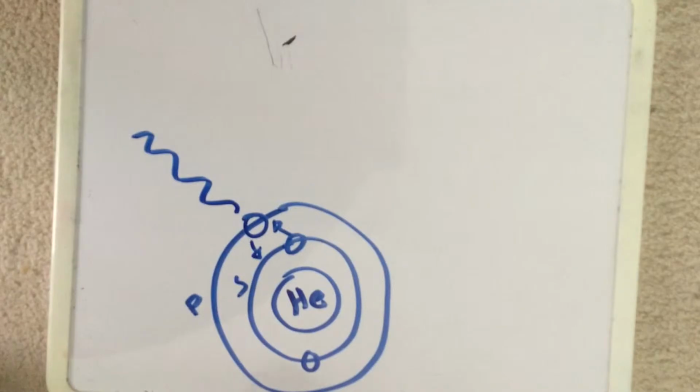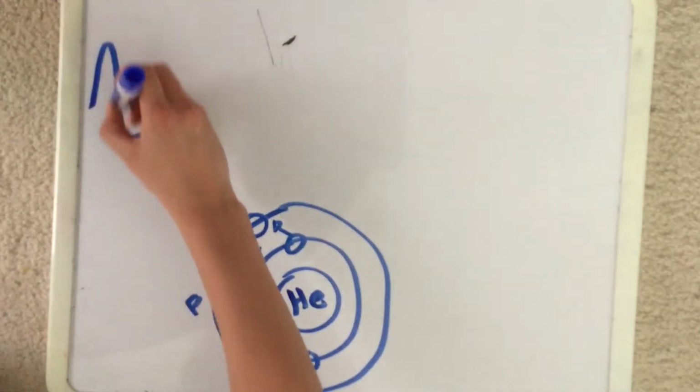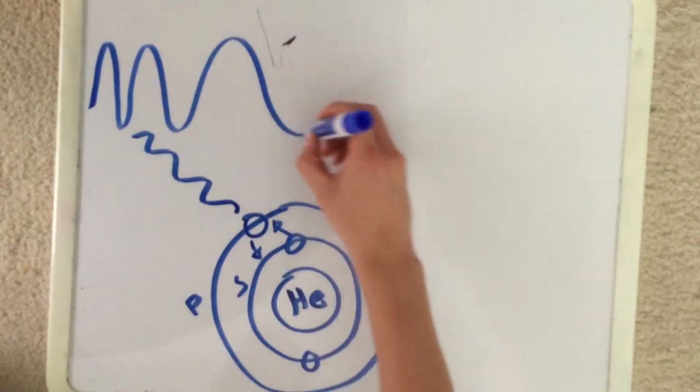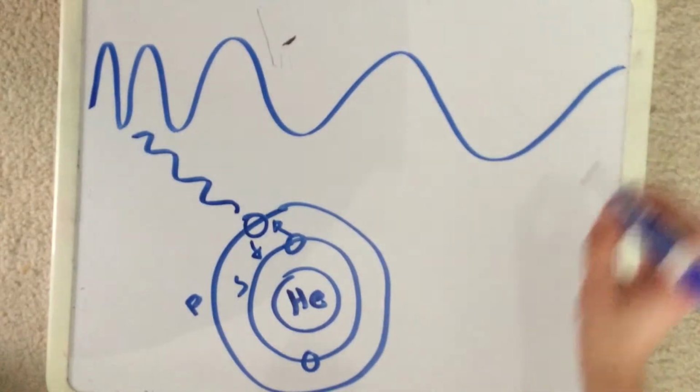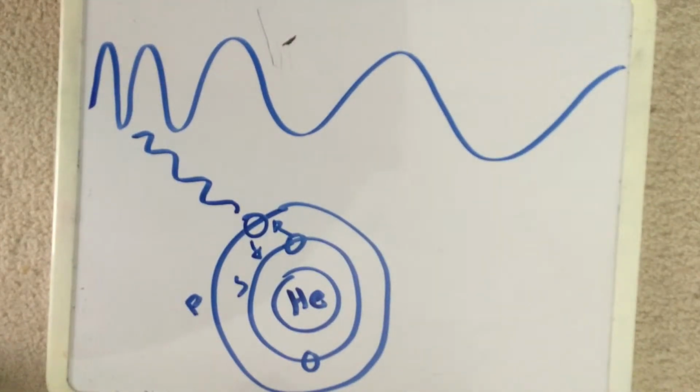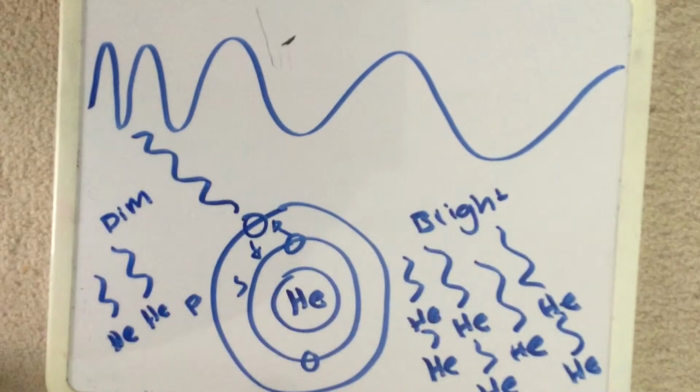The energy of this photon determines its place on the electromagnetic spectrum. High energy photons might be gamma rays, and low energy photons might be visible light like blue or red. The amount of photons emitted determines the amplitude or strength of the light emitted. A large amount of helium atoms would emit a stronger light than a smaller amount of helium atoms.